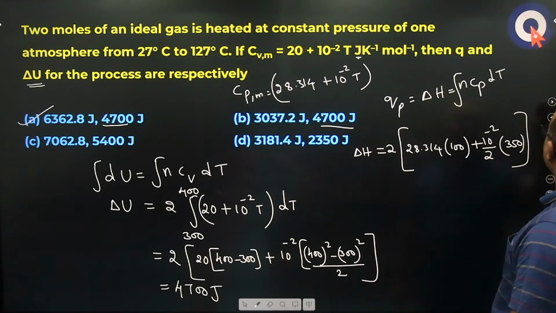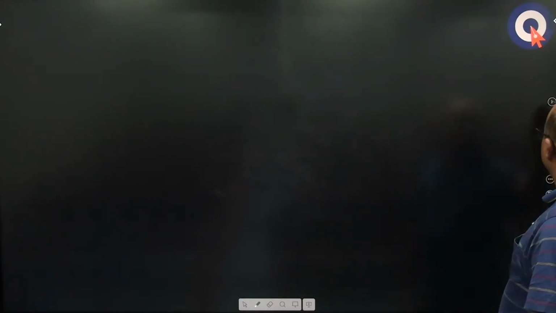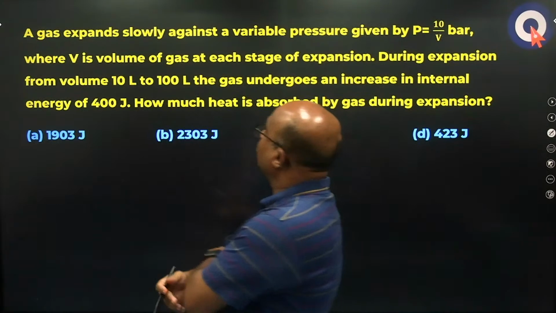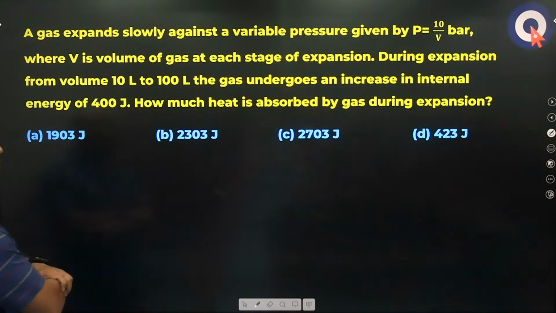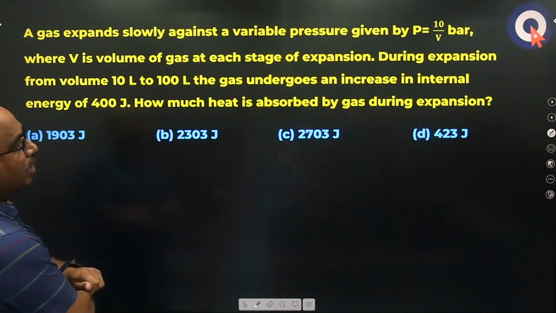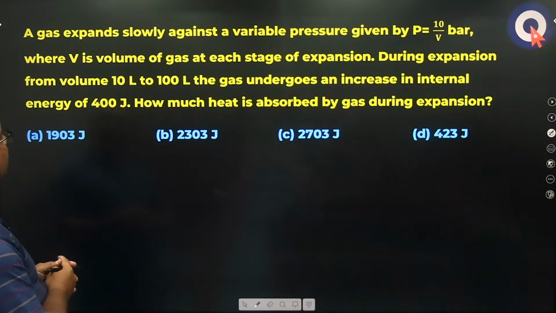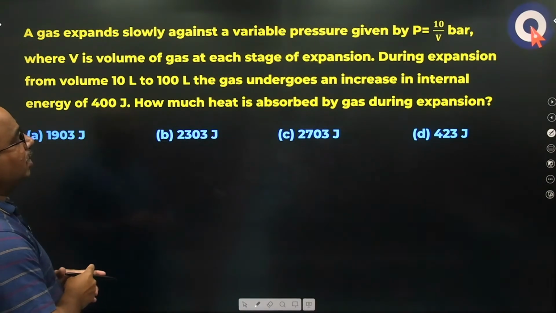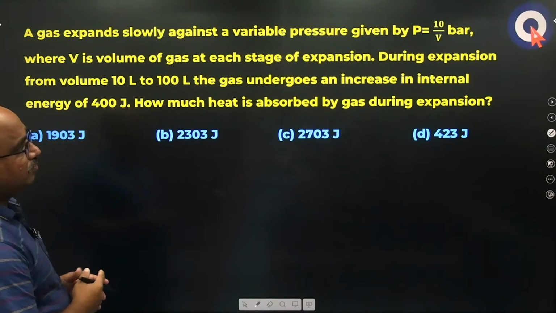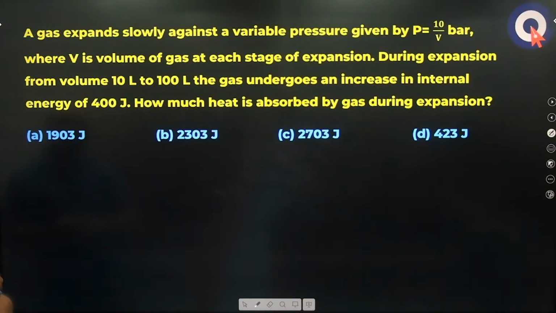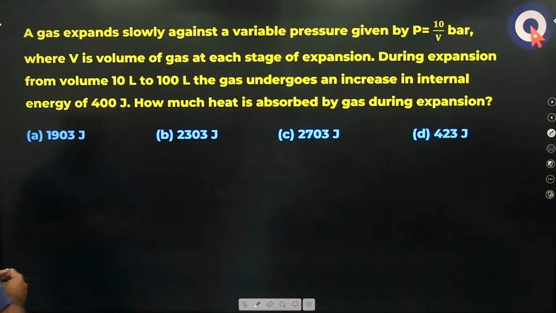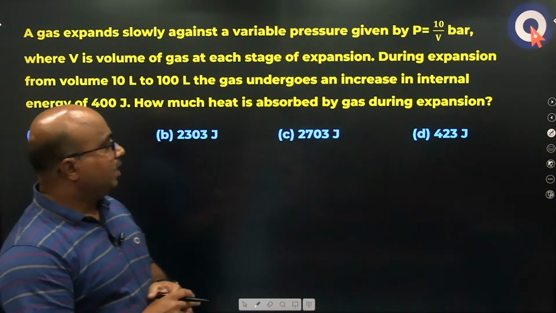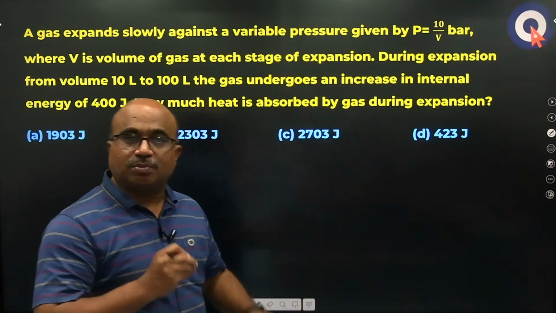Next. The gas expands slowly against a constant variable pressure as P equal to 1 by V bar, where V is the volume of the gas at each stage of the expansion. During the expansion from volume of 10 liter to 100 liter, the gas undergoes an increase in internal energy of 400. What is the amount of heat absorbed by the gas during the expansion?